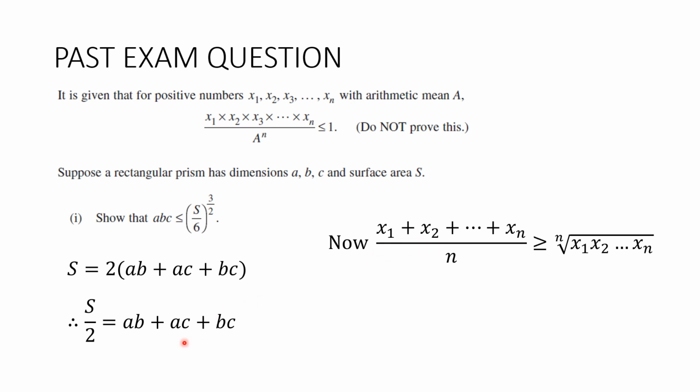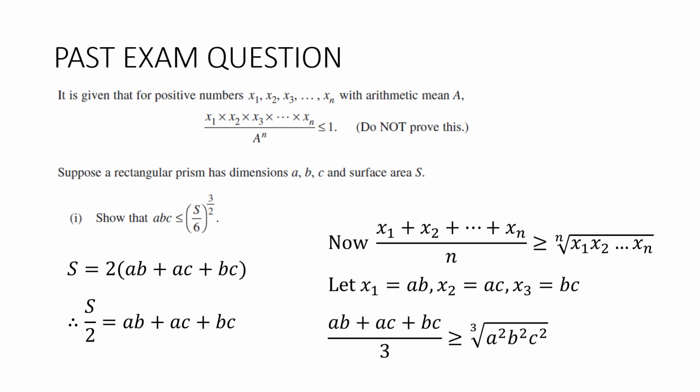So we've got 3 terms, n is going to be 3, and I'm going to let x1 equal AB, x2 equal AC, and x3 equal BC. So substituting in, we get this. AB plus AC plus BC all over 3 is greater than or equal to the cube root of A squared B squared C squared. And tidying this up, that is equal to ABC all to the power of 2/3.